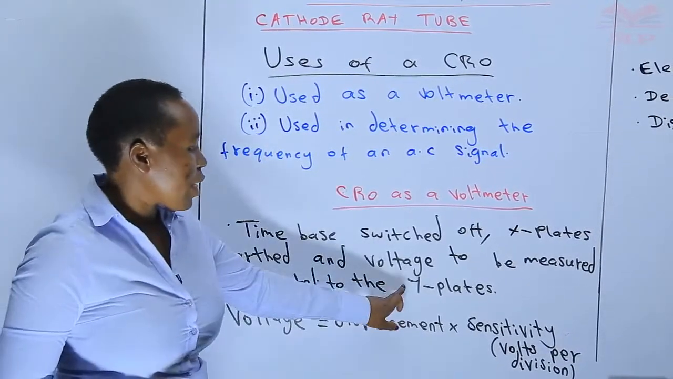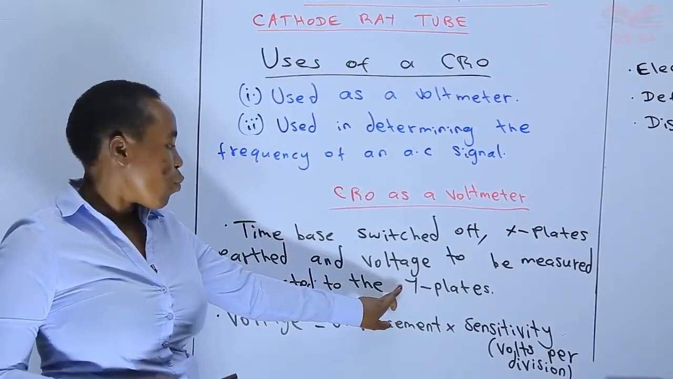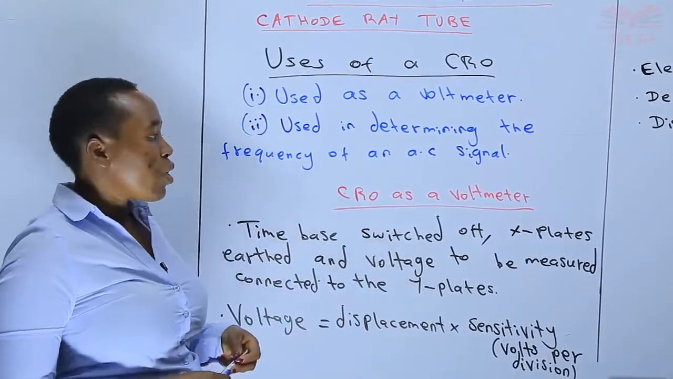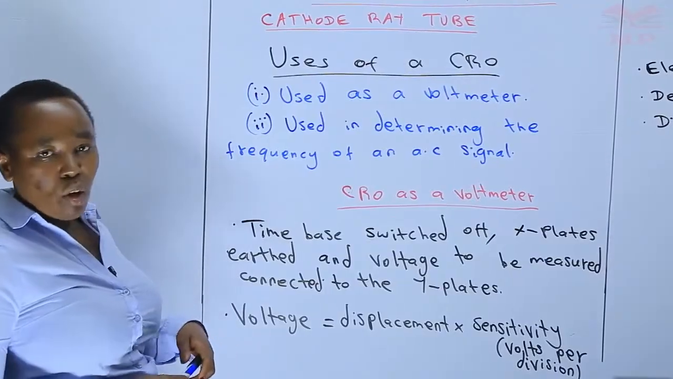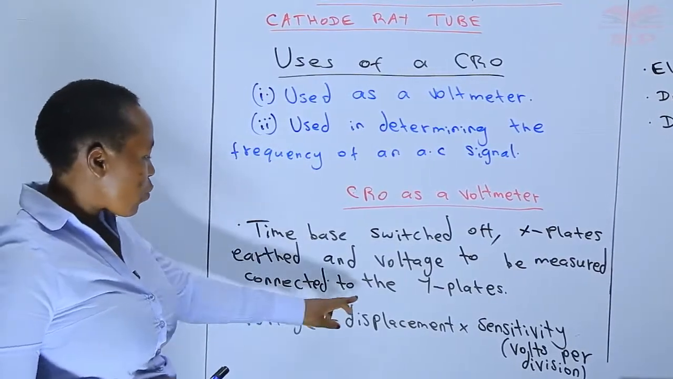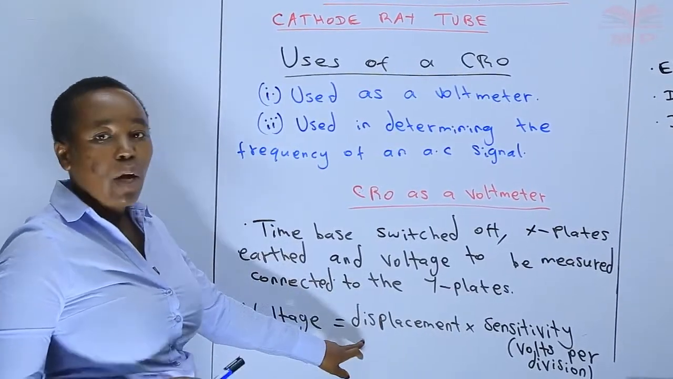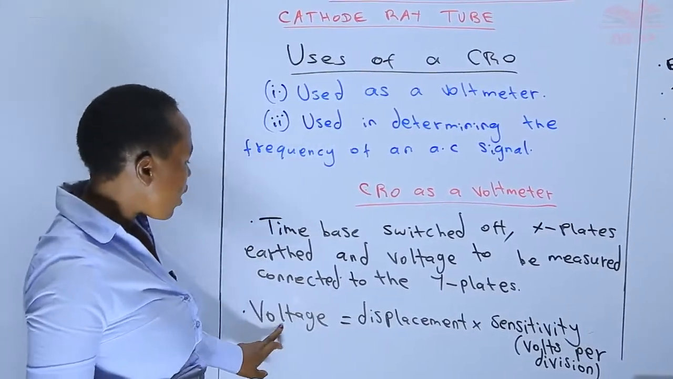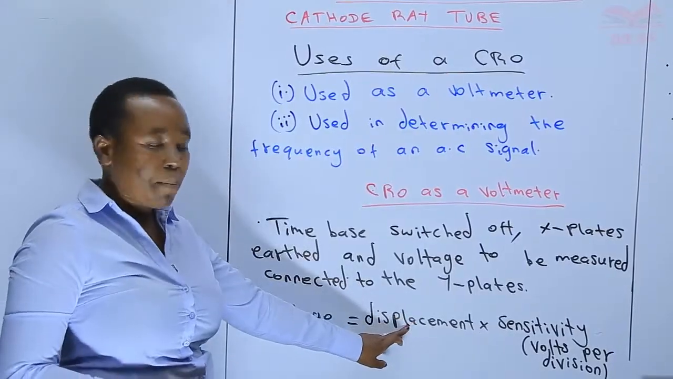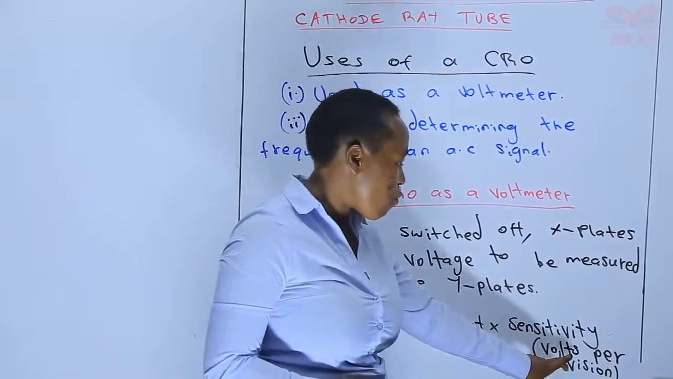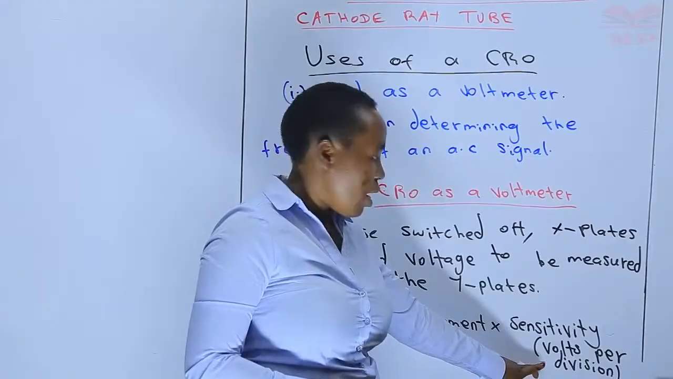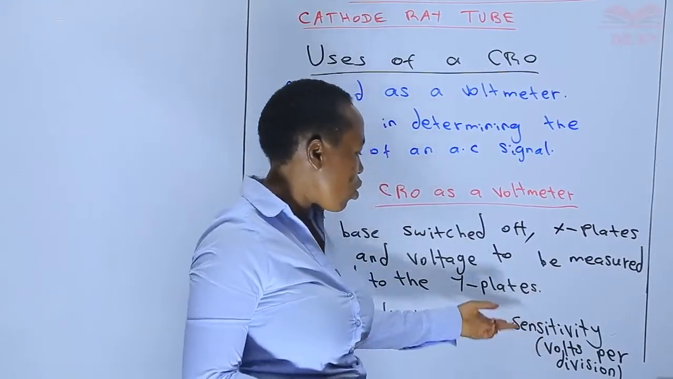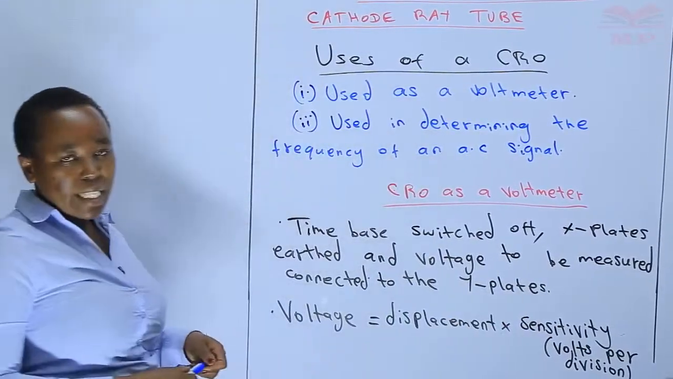Remember, we said that in the deflecting system, we have these Y plates which are responsible for the vertical deflection. And that's why we are talking of the displacement. We are going to apply this in our numerical calculations. So voltage will be given by the displacement multiplied by the volts per division. And this volts per division is also referred to as the sensitivity.